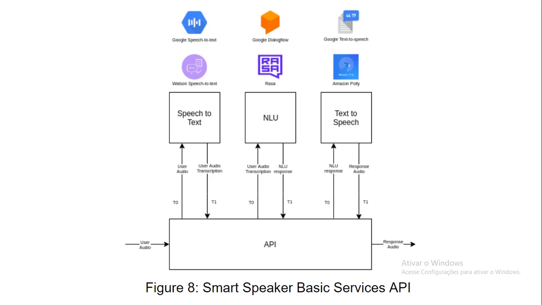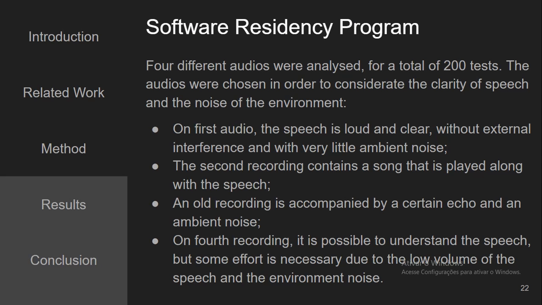This is the API that we have built for the smart speaker basic services. For each of these basic steps, we had two commercial alternatives, so you could evaluate if an open architecture could help us or not. So 4 different audios were analyzed for a total of 200 tests. The audios were chosen in order to consider the clarity of speech and the noise of the environment.